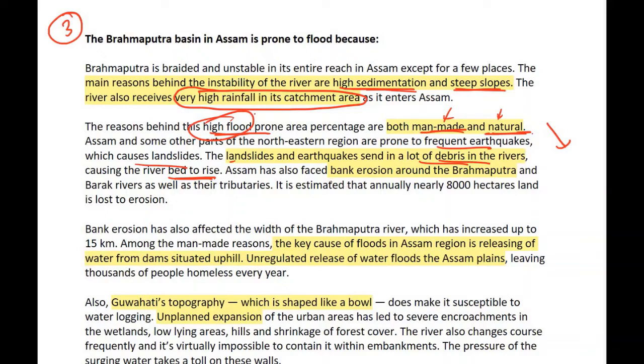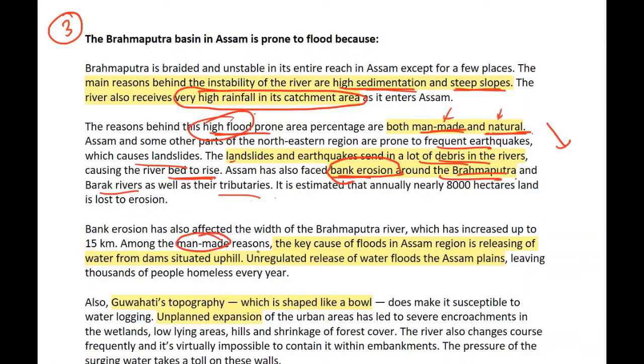Then Assam, what has happened over time is that there has been bank erosion that has taken place around Brahmaputra and Barak rivers and its tributaries. So ये bank erosion से क्या होता है कि the width of the Brahmaputra river has increased drastically over time.